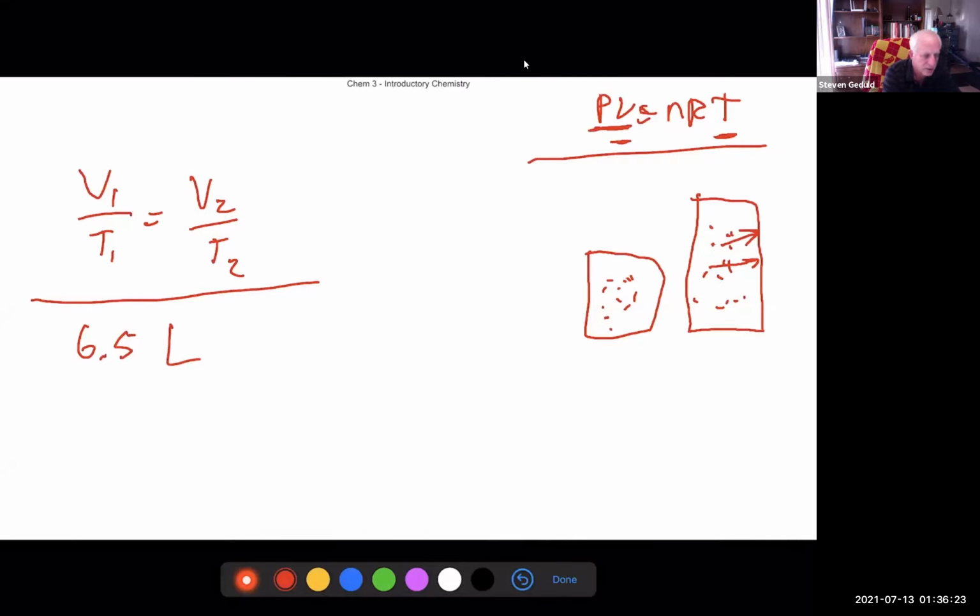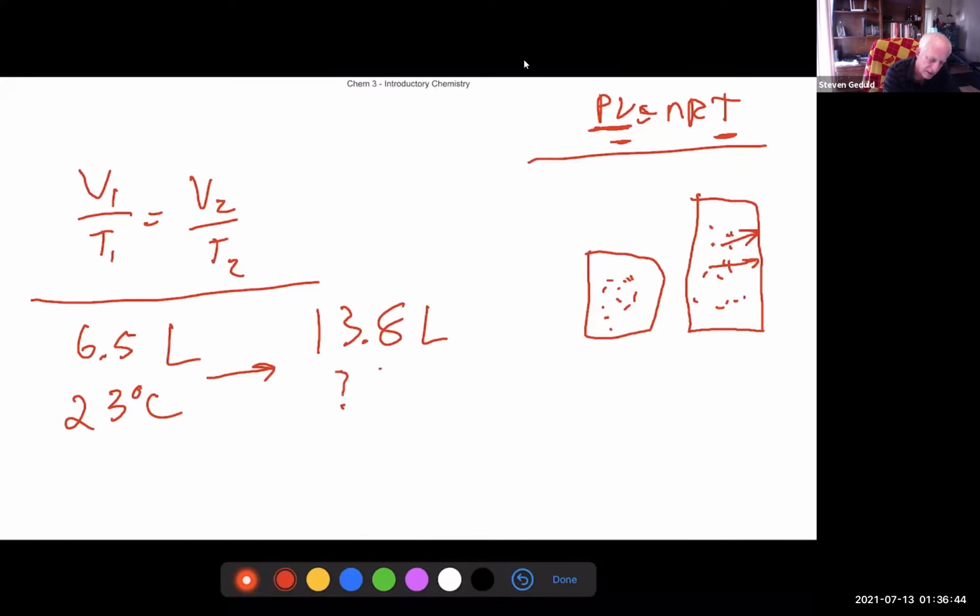Let's say a temperature of 23 degrees centigrade. That's what we're starting at. So we transfer this to a container that's actually 13.8 liters. I make bigger numbers. Okay. What temperature is the gas going to be at? You want to know what temperature that gas is going to have to be at? I put it in a 13.8-liter container.